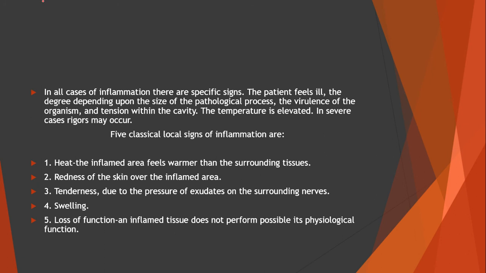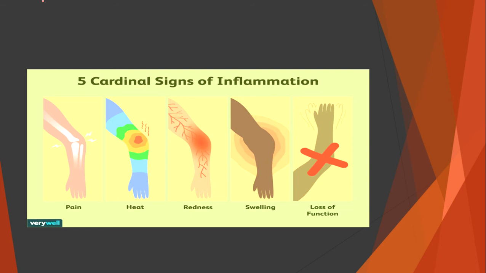Clinical features. In all cases of local inflammation, there are specific signs. The patients feel ill, the degree depending upon the size of the pathological process, the virulence of the microorganism, and tension within the cavity. The temperature is elevated, in severe cases with rigors. Five classical local signs of inflammation are: heat, the inflamed area feels warmer than the surrounding tissues. Redness of the skin over the inflamed area. Tenderness due to the pressure of exudates on the surrounding nerves. Swelling and loss of function, as inflamed tissue does not perform its physiological function. So, cardinal signs of inflammation: pain, heat, redness, swelling, and loss of function.